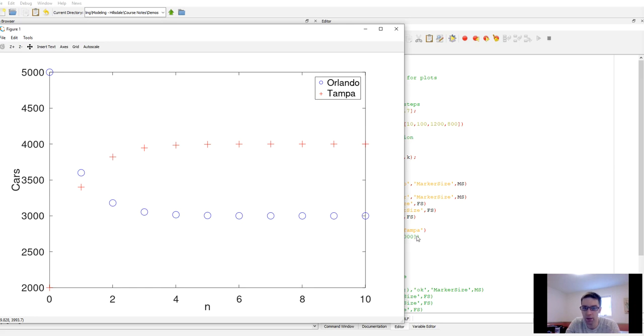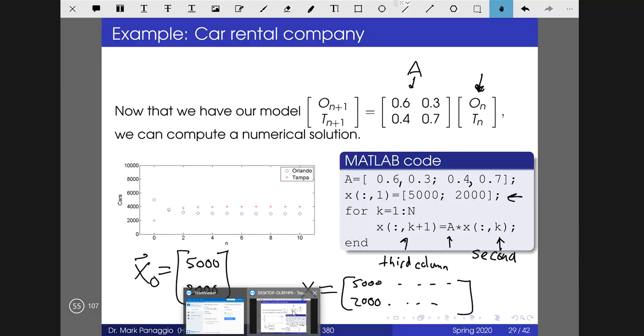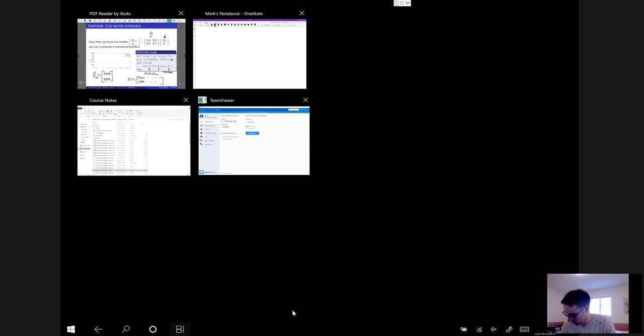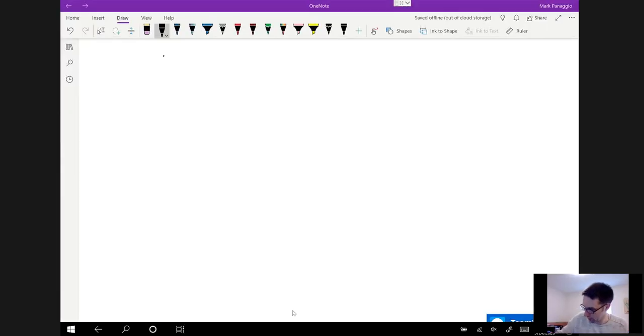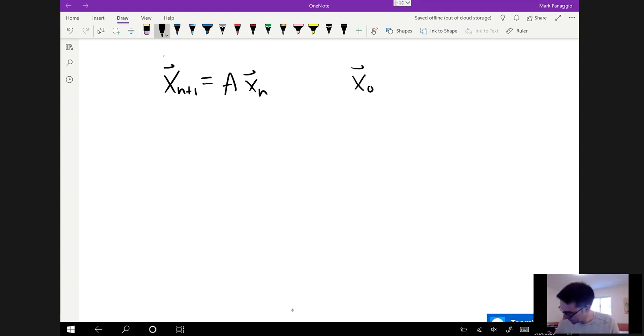Now let's think about analytical solutions. So let me go back to my whiteboard here. So we had the model, X_{n+1} is equal to A times X_n, and we had some initial value X0. We won't fill in the actual numbers, but let's see if we can find the pattern here. So if I want to find X1, that corresponds to a value of n equals 0 in the equation above. And that would be given by A times X0.